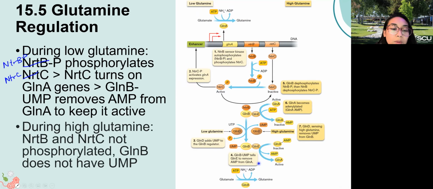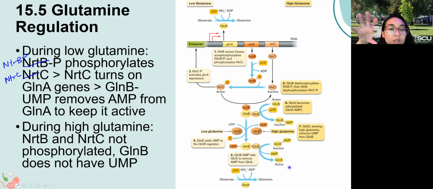Now, if there's high glutamine, what happens is NTRB and NTRC are not phosphorylated. And so if it doesn't get phosphorylated, we never make GLNA, right? That's the whole point of that. But on the protein regulation side, the GLNB doesn't have the UMP. And so if GLNB does not have UMP, it cannot convert the inactive form of GLNA into the active form. So that's the protein side of the story.